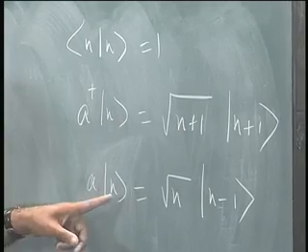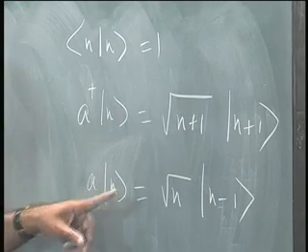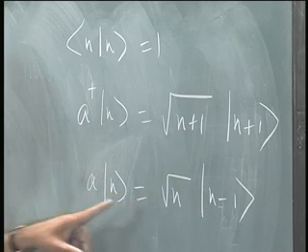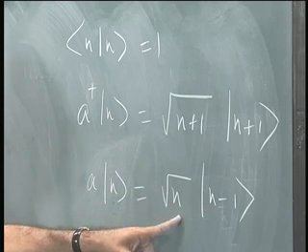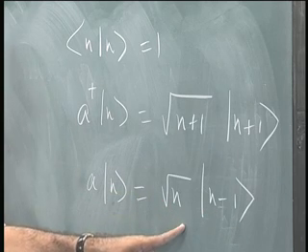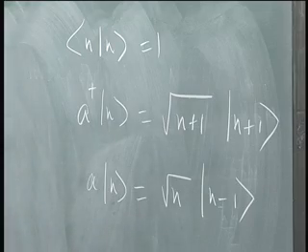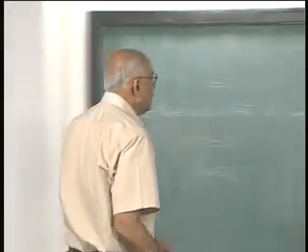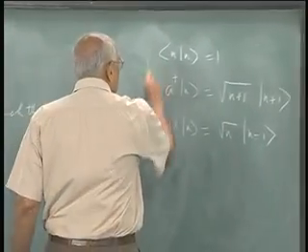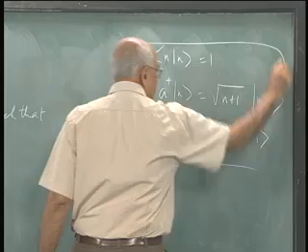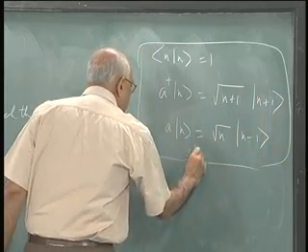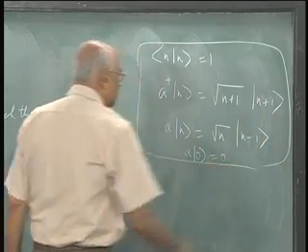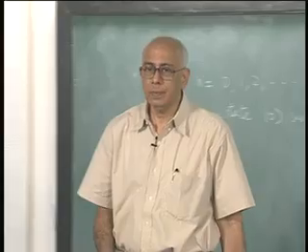This is why when it hits 0 it stops. So a on 0 is 0 because of this, and there is no state minus 1, so it is completely consistent with that. So these are the pieces of information you need, that is it.